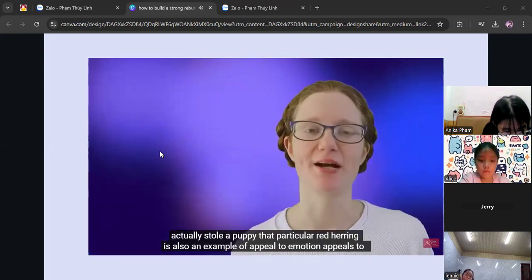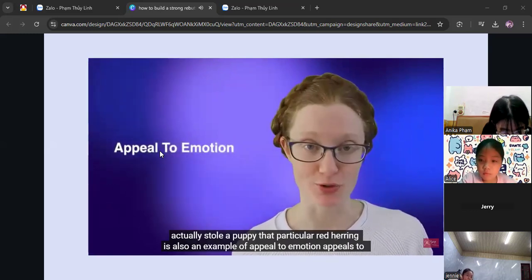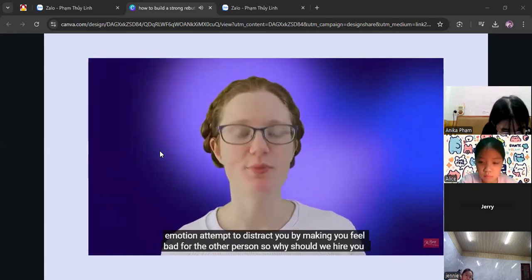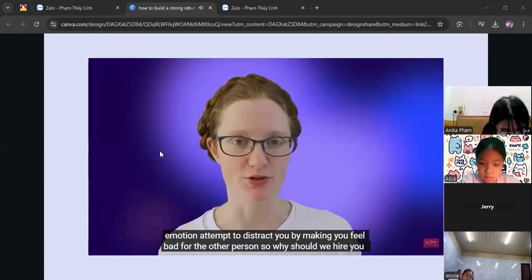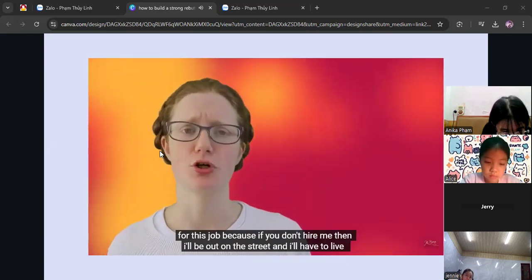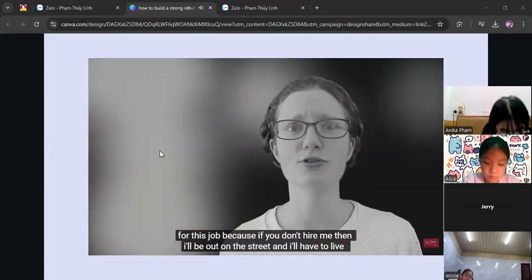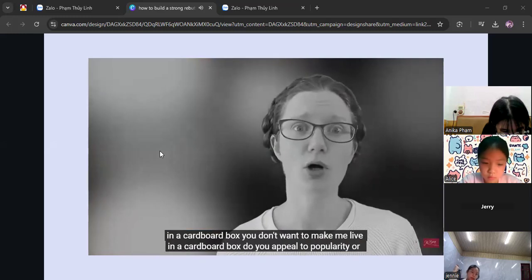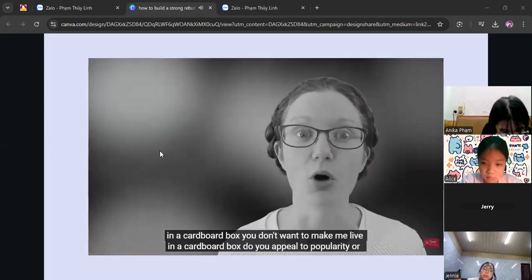That particular red herring is also an example of appeal to emotion. Appeals to emotion attempt to distract you by making you feel bad for the other person. So why should we hire you for this job? Because if you don't hire me, then I'll be out on the street and I'll have to live in a cardboard box. You don't want to make me live in a cardboard box, do you?